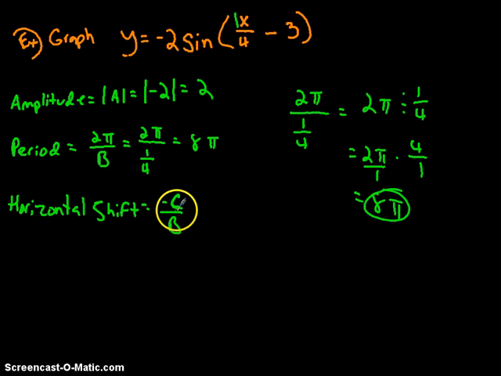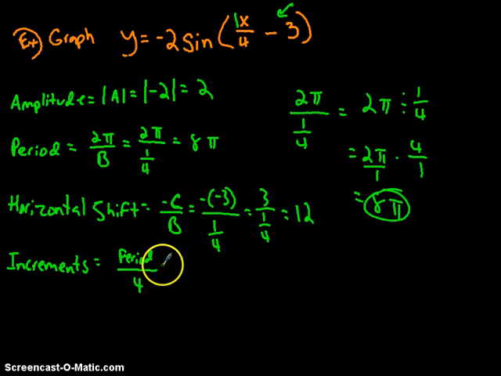Horizontal shift is -C over B. Here is C. So it should be -3 divided by 1/4. It makes it positive 3 over 1/4. And if you guess, it's going to be 12. So your horizontal shift is positive 12. Increments is the period divided by 4. Since your period we found earlier to be 8 pi, it's going to be 8 pi divided by 4. It's 2 pi. So each increment is 2 pi from the last.